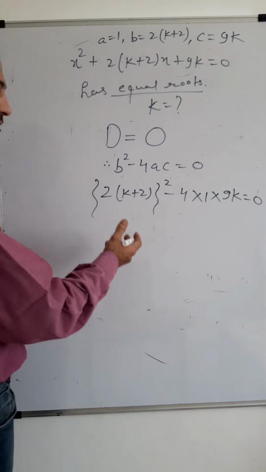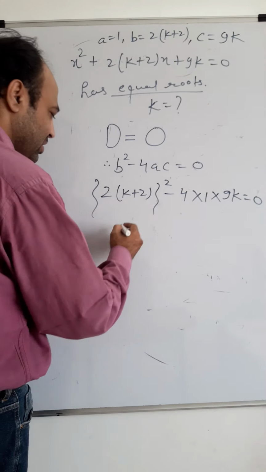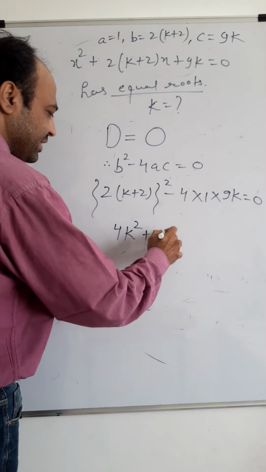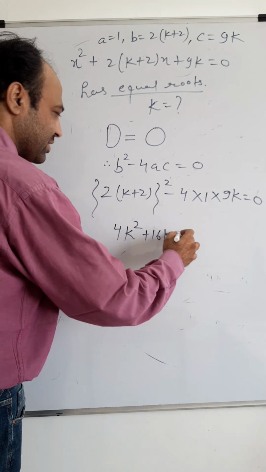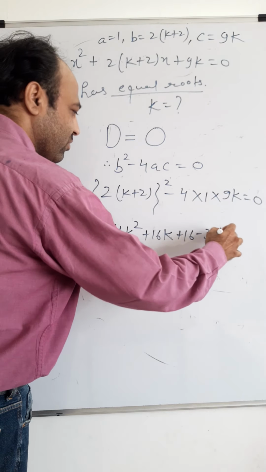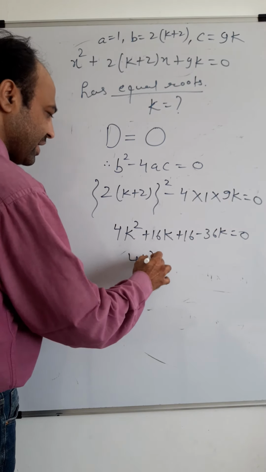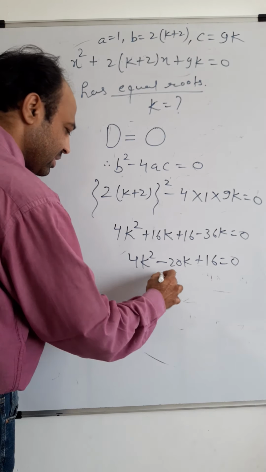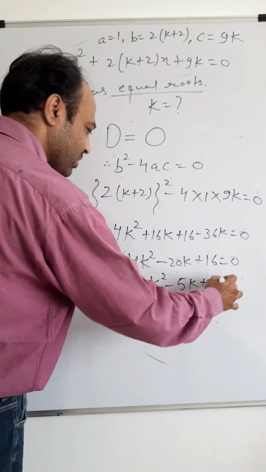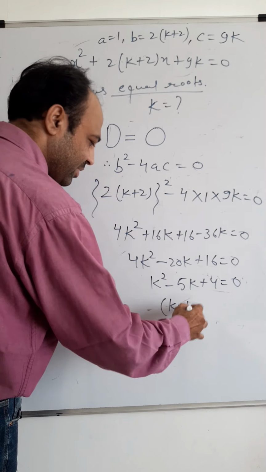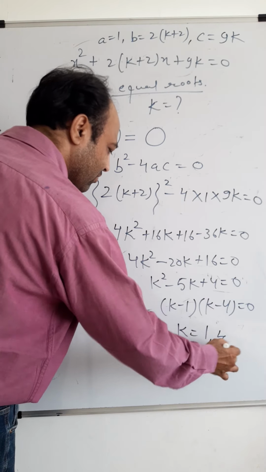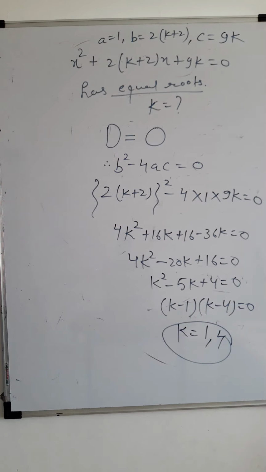Now this became algebra and we have to simplify. So this is 4k square plus 16k plus 16 minus 36k equals 0. So 4k square minus 20k plus 16 is 0. Divide by 4: k square minus 5k plus 4 equals 0. The factors are k minus 1 and k minus 4 equals 0. Therefore k is 1 and 4. So this is the solution of this particular problem.